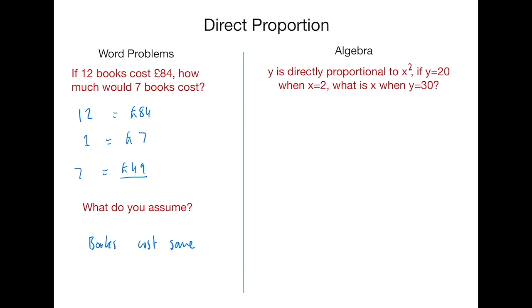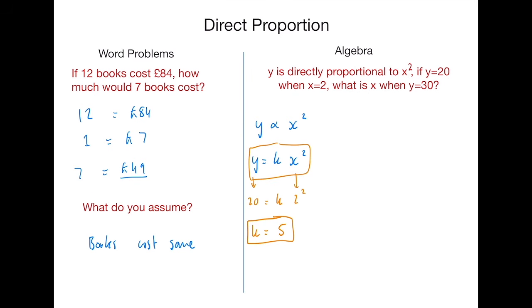And finally, more for the higher students, is the algebra kind of proportion. So y is directly proportional to x squared. We want to rewrite this as an equation by saying y equals kx squared, introducing that scale factor. If y equals 20 when x is 2, we can let this equal 20 and this equal 2, and first of all we need to work out k. Now 2 squared is 4, so k must equal 5. We can then use that to rewrite this top equation, leaving us with y equals 5x squared.